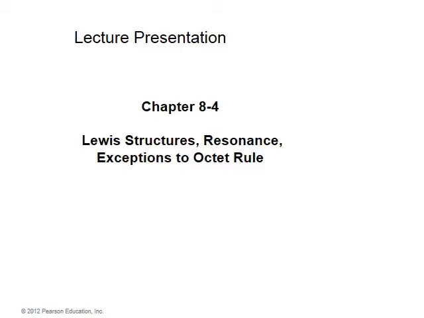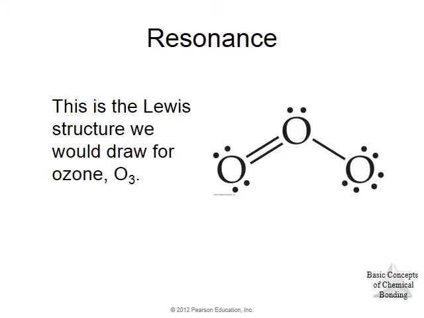In this section of chapter 8, I would like to go over Lewis structures that show resonance and also Lewis structures that show exceptions to the octet rule. Let us draw a Lewis structure for ozone, or O3.